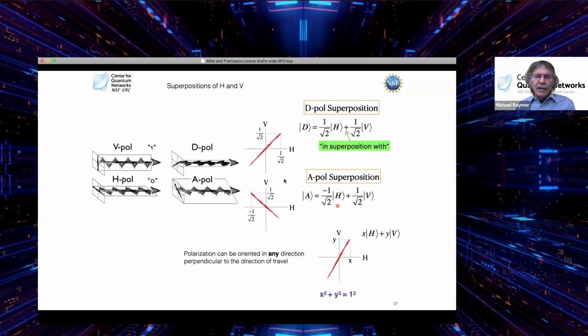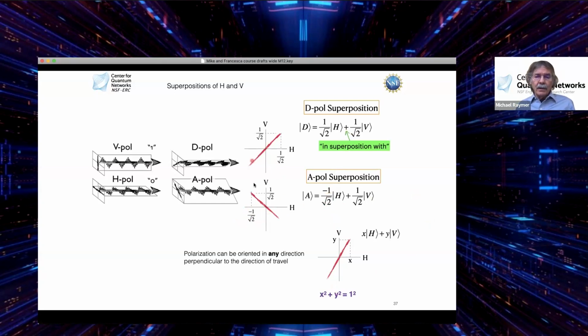Now the A polarization is the same, except the H component on the horizontal axis here has a minus 1 over square root of 2 projection onto the H-axis. That's the only difference. So it's a minus sign. The probability is still 50-50 or 1/2 because minus 1 over the square root of 2 squared is still 1/2.